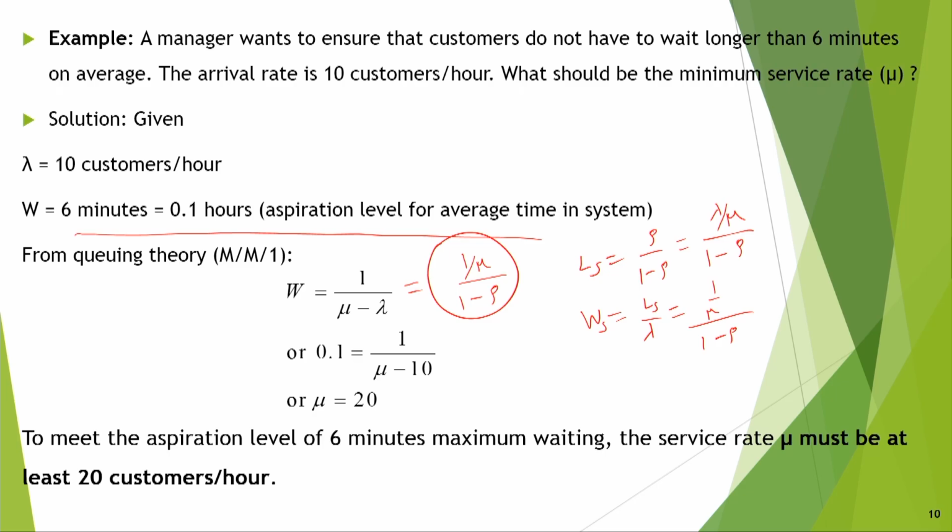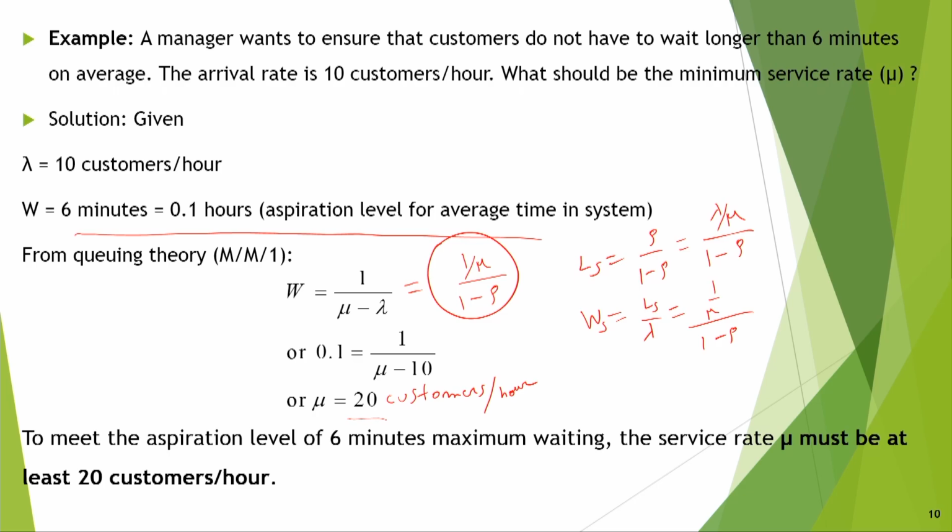This W value is given, that waiting time should not exceed 0.1. So, let us say it is the 0.1 border case, then 0.1 equals 1 divided by mu minus 10. Lambda is known, mu is unknown. So, we solve that and we see that mu comes out to be 20. So, this is 20 customers per hour. To meet the expectation level of 6 minutes maximum waiting, the service rate mu must be at least 20 customers per hour. Whatever you want to do, you can do that way.